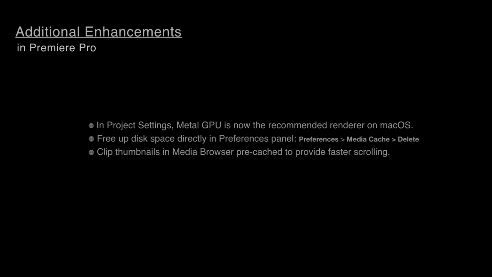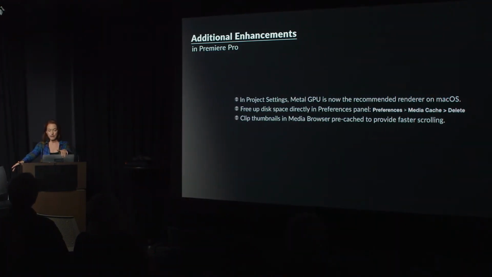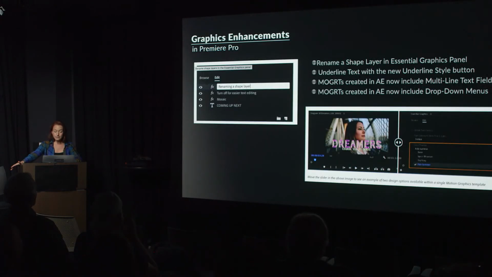You can free up disk space directly now in the Preferences panel. You can go into Preferences, Media Cache, and delete those files instantly. And then in the project settings, it's now going to auto default to Metal GPU for a Mac as your renderer. So when you're on my new Mac, I discovered, oh wow, it's already set that up and chosen Metal GPU for me.